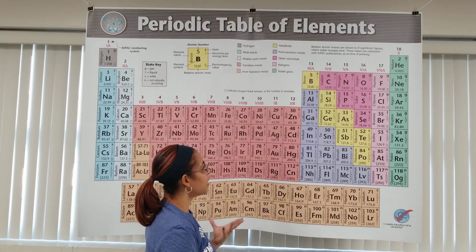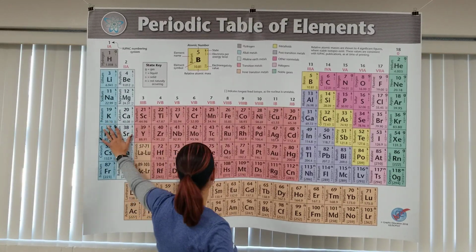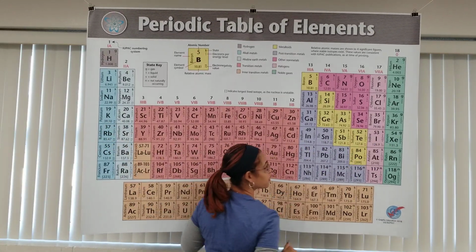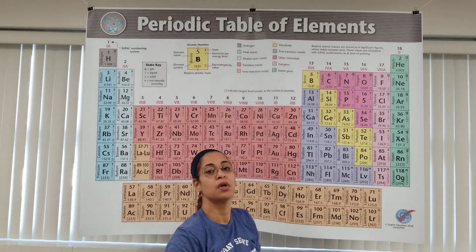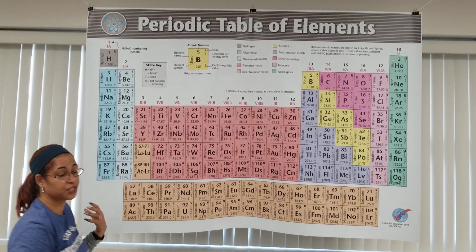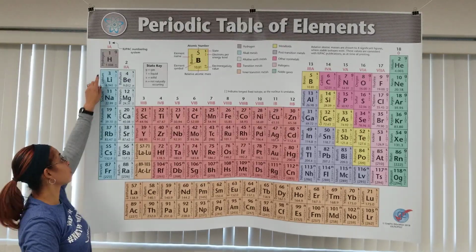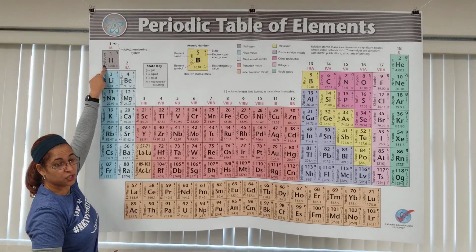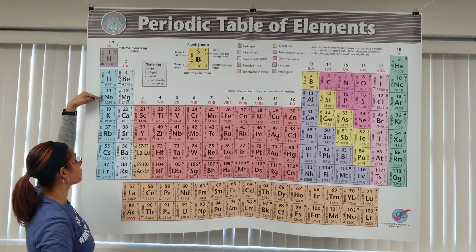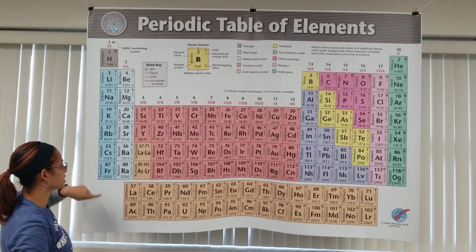Okay, but when you're looking at groups 1A through 8A, the group number is equal to the number of electrons in the outer shell. The number of shells that they have is equal to the period that they're in. So period 1 has 1 shell, period 2 has 2, period 3 has 3, 4, 5, 6, and 7.